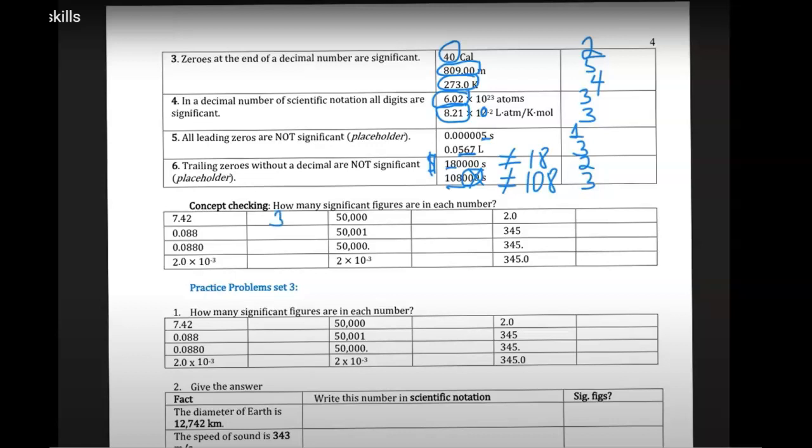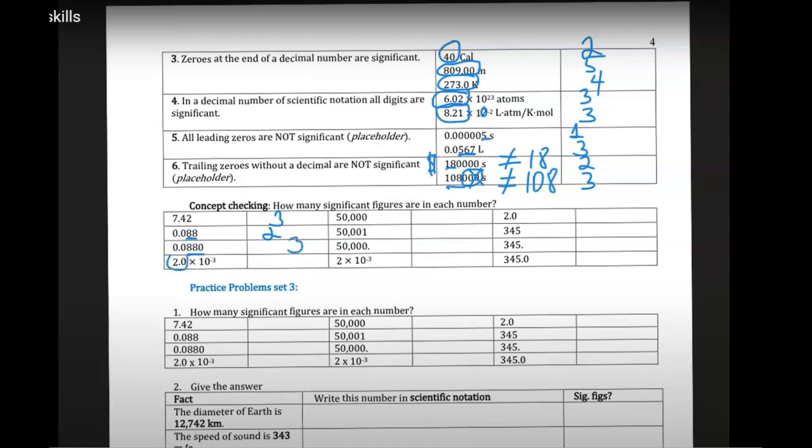2 has three significant numbers because all of them are non-zeros. The next one has only 2 because remember, leading zeros are never significant. Now the next one is a little more complex. Leading zero is still not significant, but trailing zero is significant because the decimal point is shown in this number.